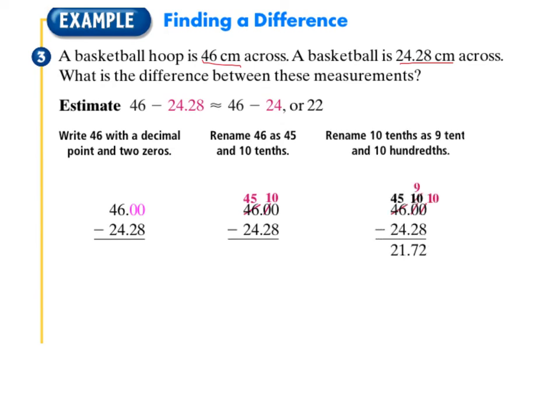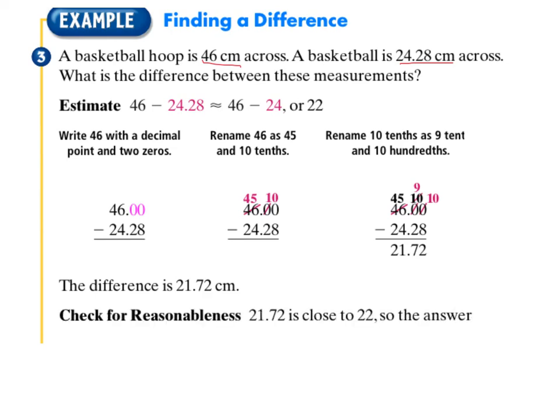So we end up with 4, 5, 9, 10 going across the top, so that gives us all numbers that we can subtract. So we have 10 minus 8 gets us 2, 9 minus 2 is 7, 5 minus 4 is 1, and 4 minus 2 is 2. So the difference between 46 and 24.28 is 21.72 centimeters. To check for reasonableness, 21.72 is pretty close to 22, which was our estimate, so the answer is reasonable.